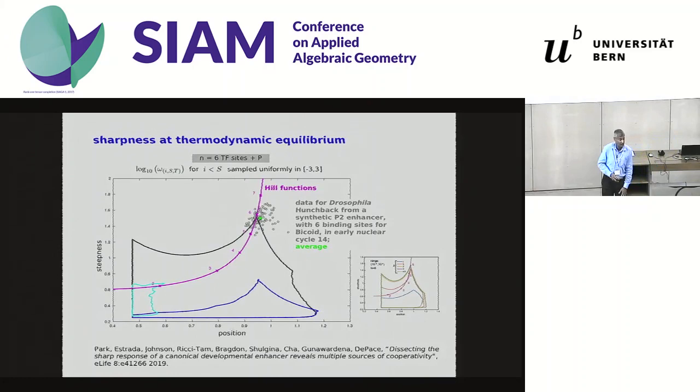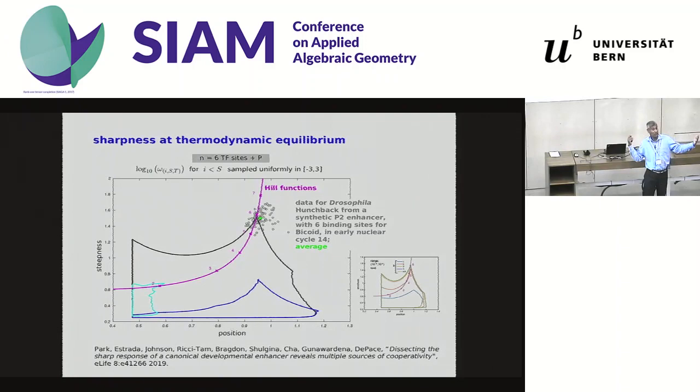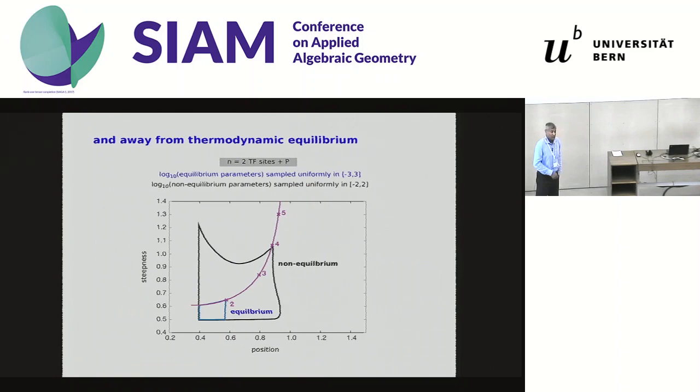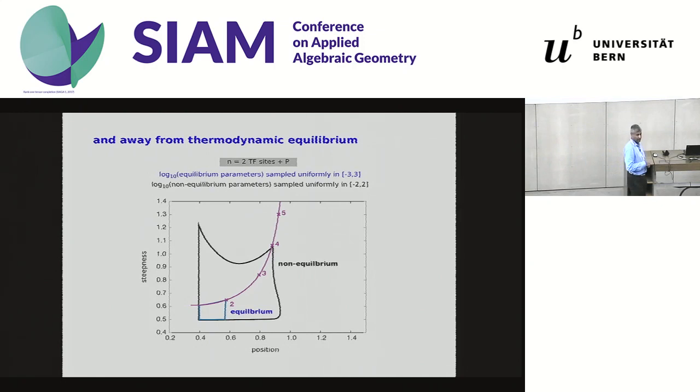To answer that, I have to tell you what happens away from equilibrium. And I'd love to be able to do that for n equals 6 sites. In fact, we can't. So what I'm going to show you is n equals 2 sites, and we'll come back to why we can't in a moment. What we're seeing here is the plot I showed you on the previous slide, now for 2 transcription factor sites and polymerase. It has a cusp.